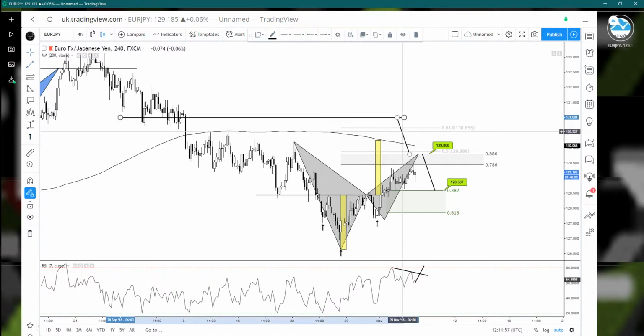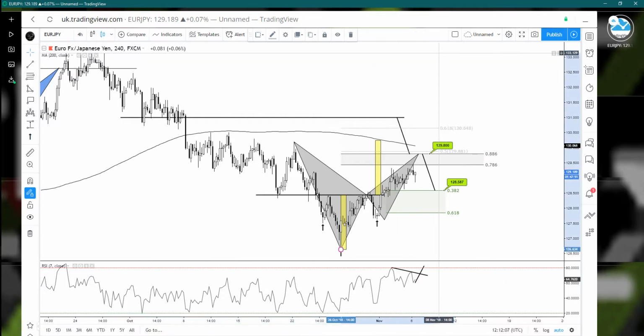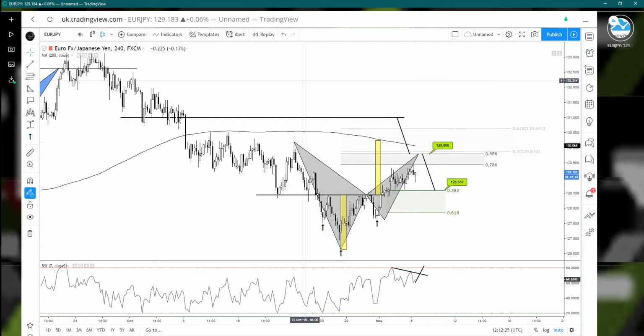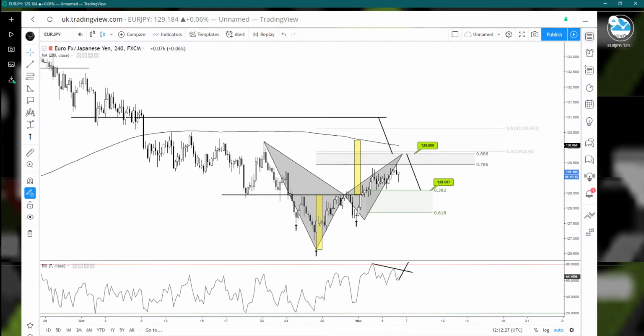We can try to minimize a few points. We have not much room to minimize that, but we can try to minimize that loss. Note that we also have the golden ratio here, the 618 retracement, and it's also in the middle of the 50% and the golden ratio. We have the default projection for this inverted head and shoulders. So stay tuned with this Euro versus Yen.